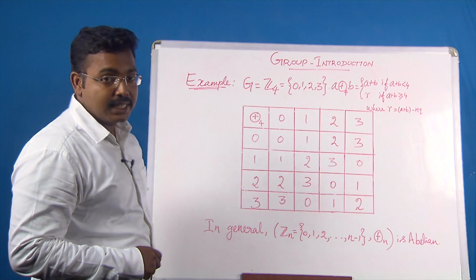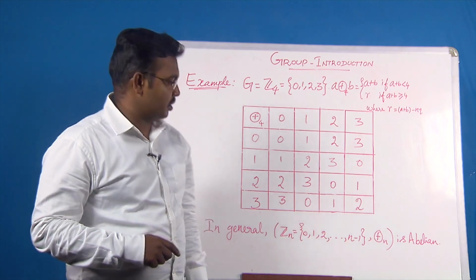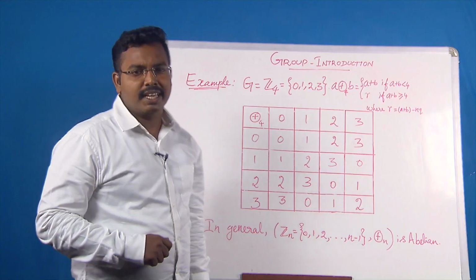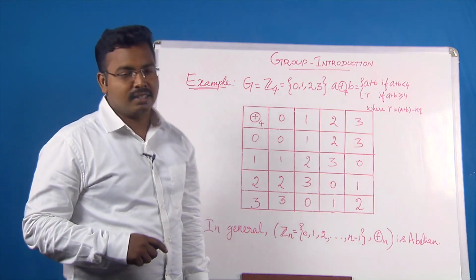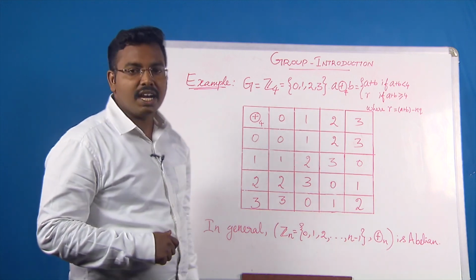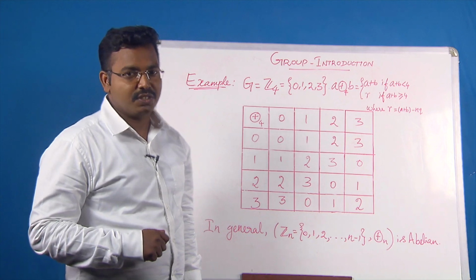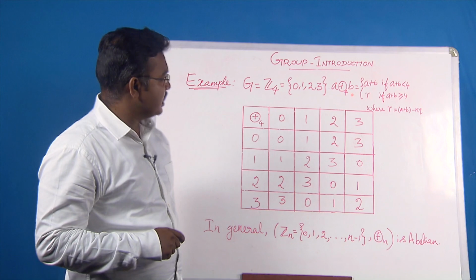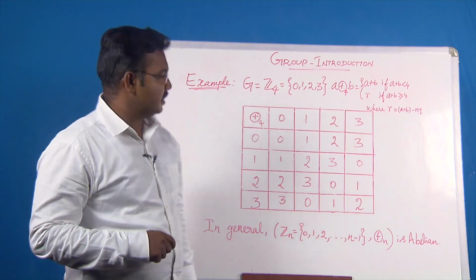Now, we are verifying the properties. The first property, closure. Here all the entries of the Cayley table are elements of Z4. Therefore, the closure property is true. Again, associativity is clear from the Cayley table. Now, we move on to the identity. We have to find an element which satisfies the property that a addition modulo 4 with that element is a for all a.